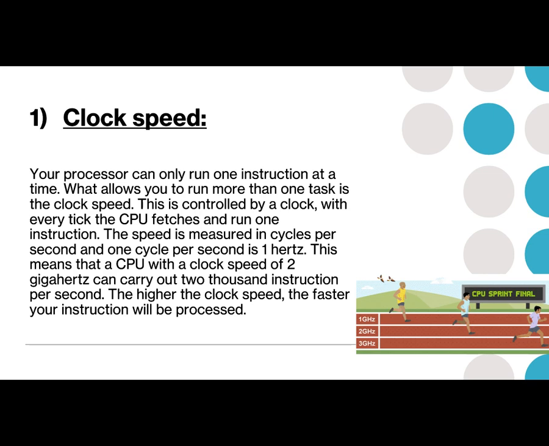The processor can run one instruction at a time, which allows you to run more than one task. This is the clock speed. It is controlled by a clock. With every tick, the CPU fetches and runs one instruction. The speed is measured in cycles per second, and one cycle per second is 1 Hz. This means that a processor with a clock speed of 2 GHz can carry out 2 billion instructions a second. The higher the clock speed, the faster instructions will be processed. So as you can see, 1 GHz is slower, 2 GHz is faster, and 3 GHz is a lot faster than 2 GHz.